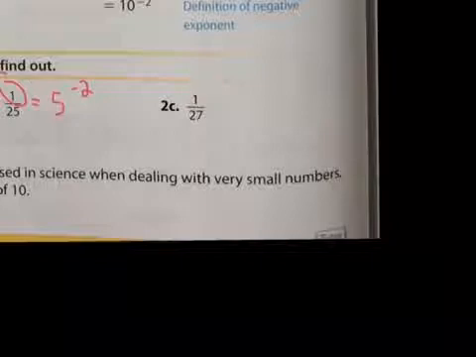We remove the 1, and it would simply be 27, but 27 is actually 3 times 3 times 3. So our base is 3, to the power of negative 3.